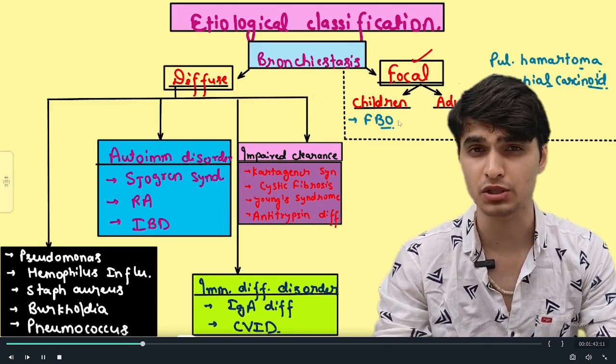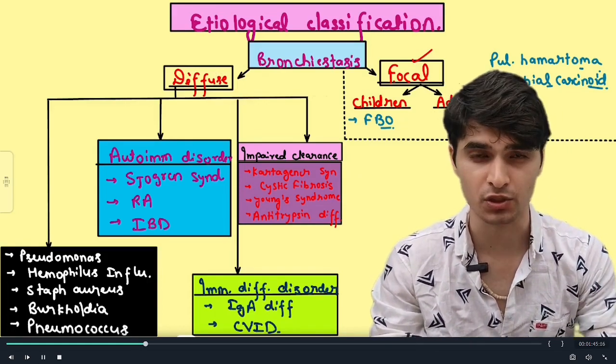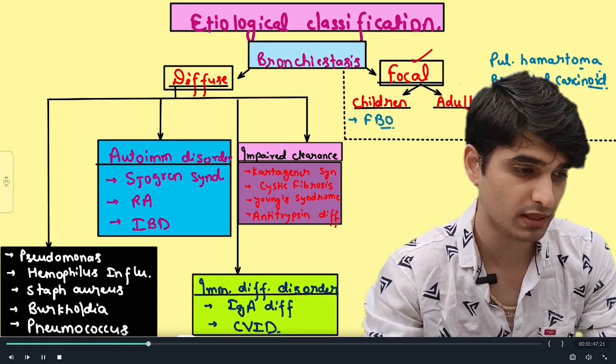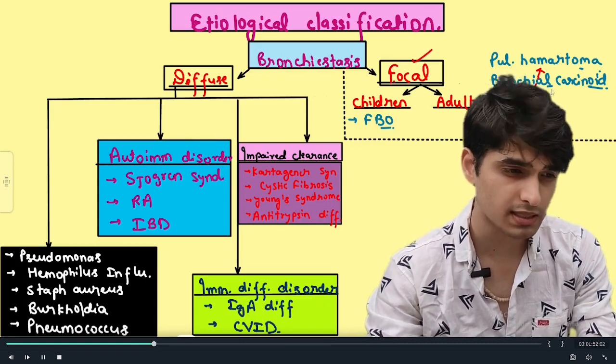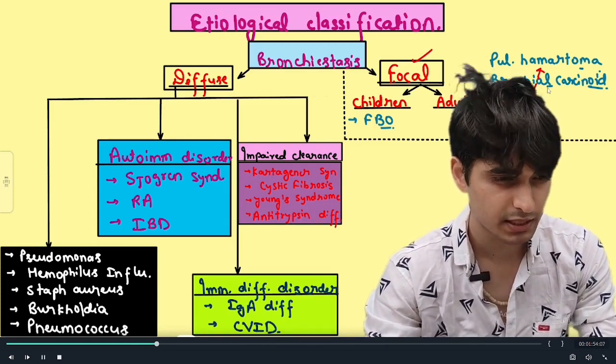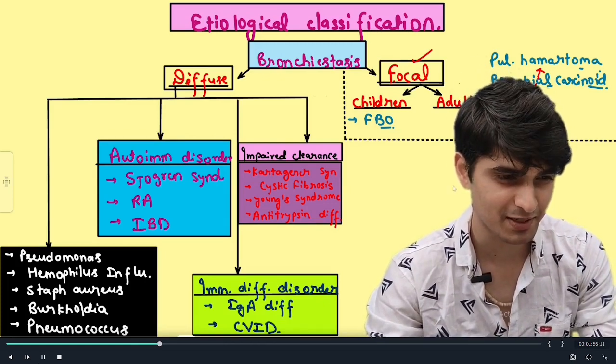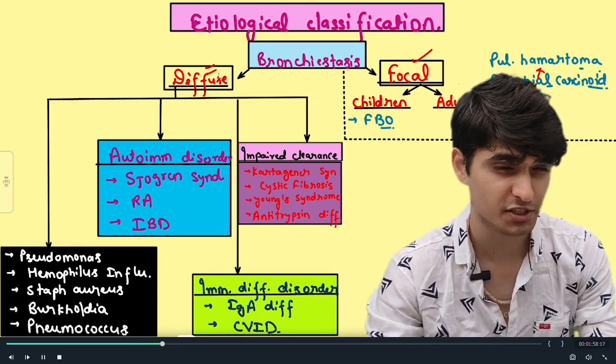Now we will discuss the classification. First one is the etiological classification, right? And that's having 2 components. Number 1 is the focal one, right? That is the focal component, and if it is occurring in adults, that's having 2 etiologies. Number 1 is your pulmonary hamartoma and bronchial carcinoid, right?